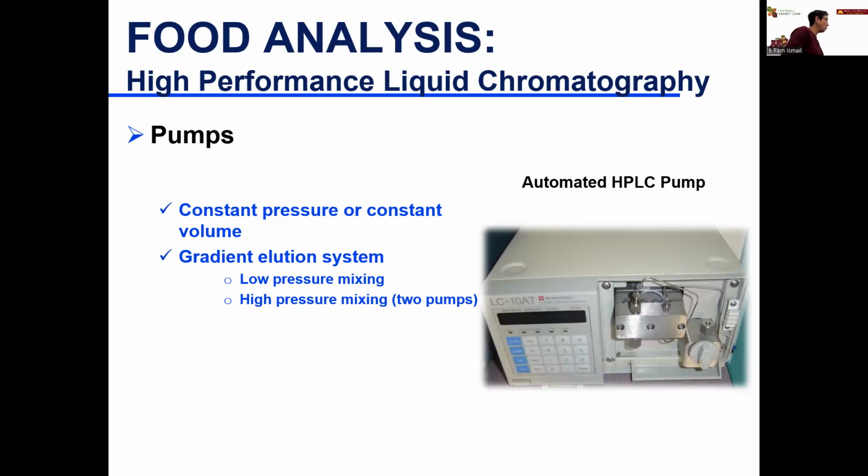What does it mean? So you have your reservoirs. You have your bottle 1, bottle 2 there. You can have a mixer here, and then it goes to the high pressure pump. We call this low pressure mixing, so it's mixing before it gets to the pump.